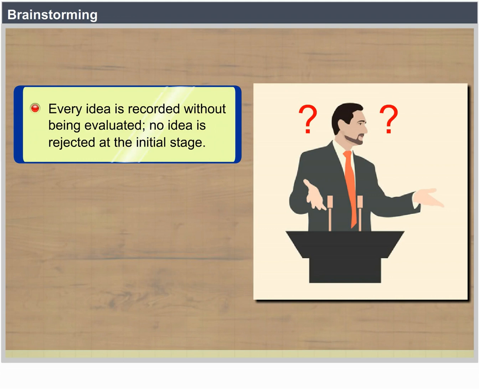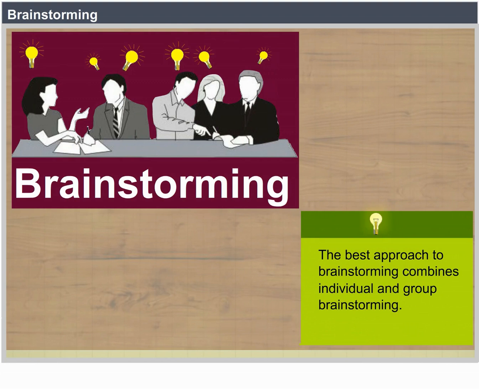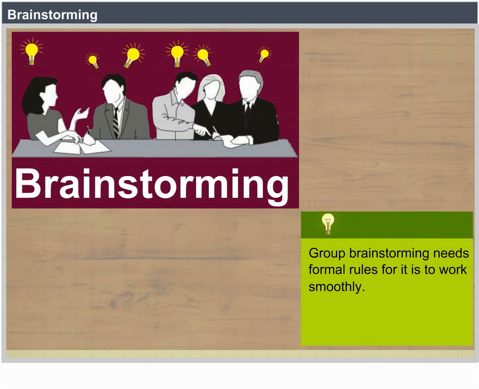Every idea is recorded without being evaluated. No idea is rejected at the initial stage. The group then returns to the ideas and adopts those that seem most feasible or most useful. The best approach to brainstorming combines individual and group brainstorming. Group brainstorming needs formal rules for it to work smoothly.